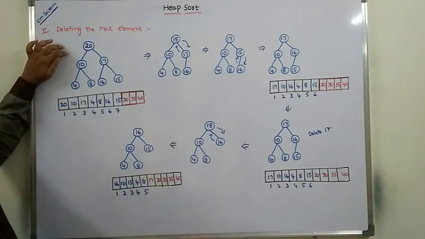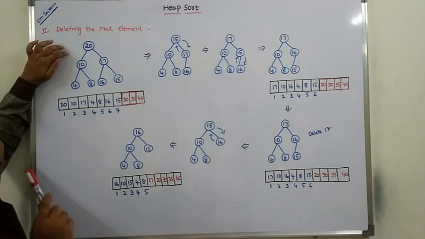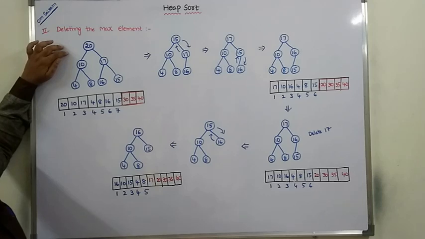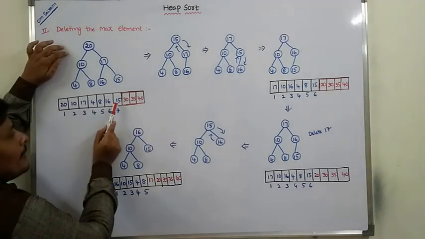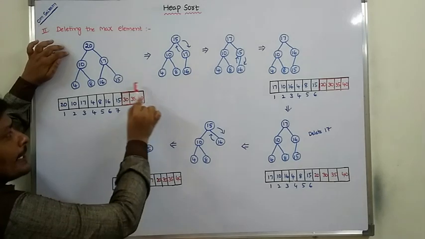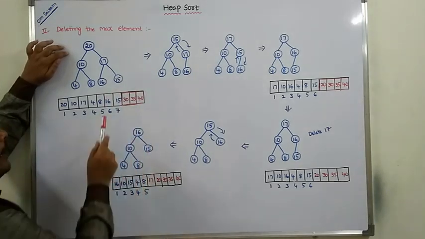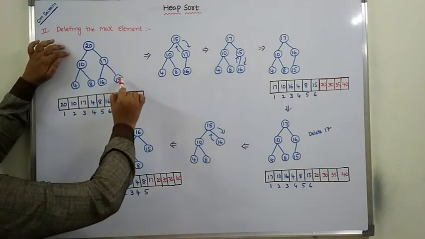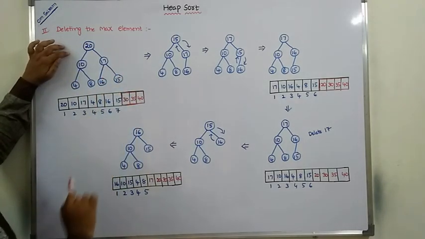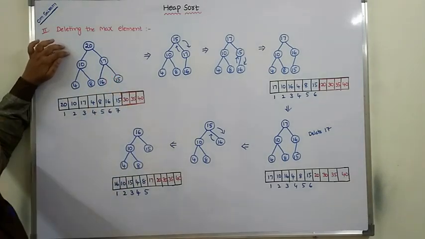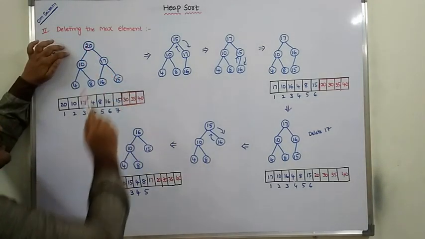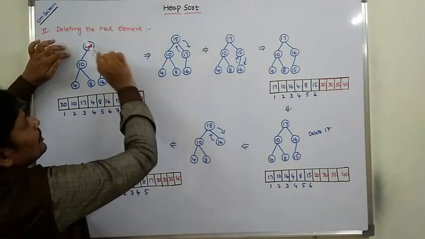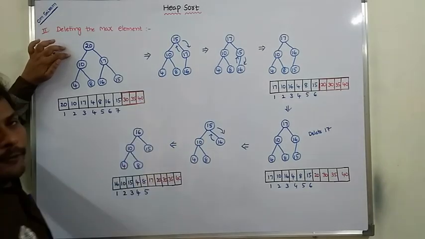Now 20 can be replaced with the last element in the complete binary tree of the maximum heap. The last element is 15. These others are not considered because they are already deleted. So 20 can be replaced with 15. Then we are getting root node 15.